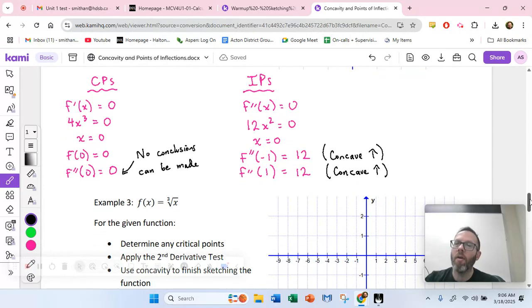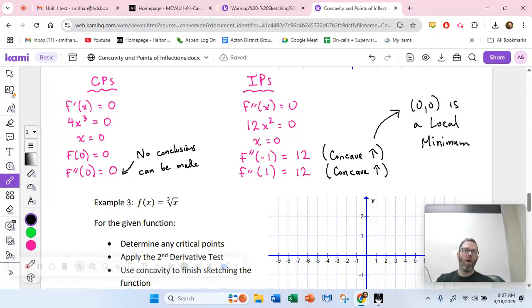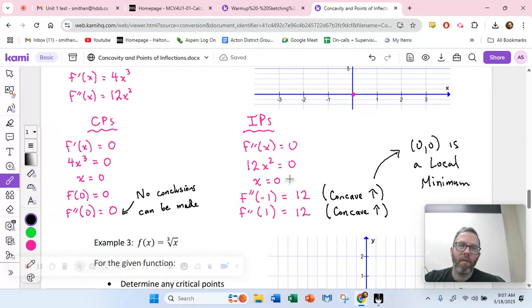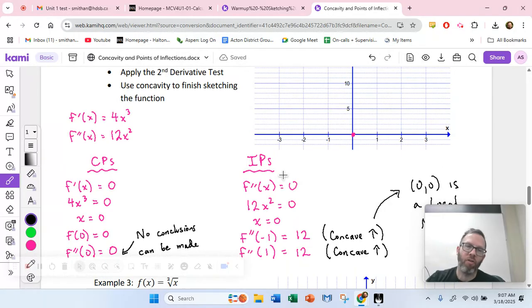So after a bit more investigation, we can see that 0, 0 is actually going to be a local minimum. But that second derivative test wasn't enough. We had to dig a little deeper. We looked at that concavity on either side this time. Now, if I may, since I have some space, we'll graph the function and make sure everything fits.